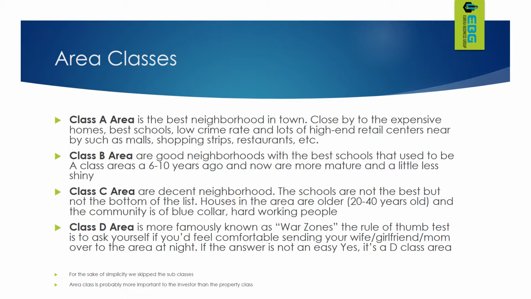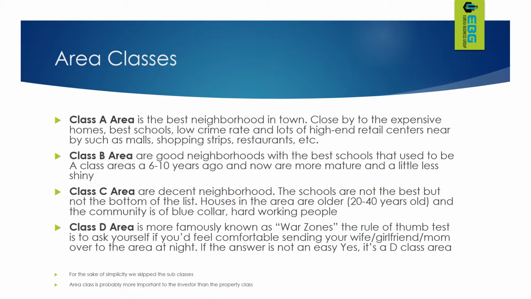Class A area is the best of the best, right? It's the best neighborhood in town. It's the most expensive homes in the immediate area. It's the best schools. It's the lowest crime rate. It's the new shiny retail center right around it. It's close to the shopping malls that just opened. It's the best of the best, right? And there's sub classes like AA, AAA, depending on really how fancy and how luxurious the property is.